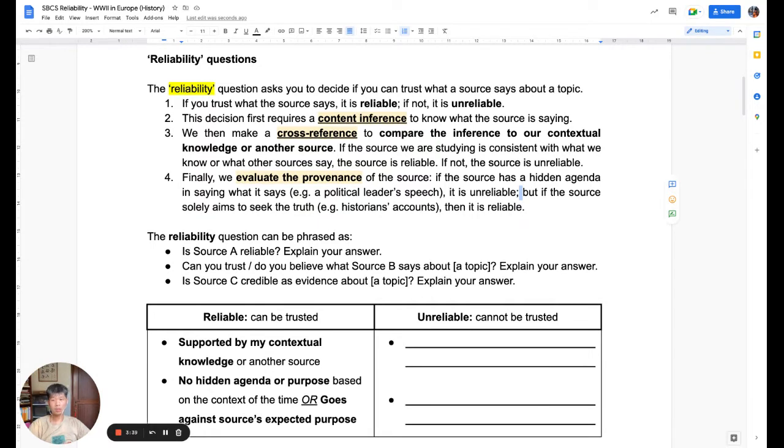So in the context of historical sources, some quick and dirty rules of thumb. When you look at political leader speeches, you tend to be a bit more wary because political leaders, politicians, tend to have certain agendas to advance their own objectives, and therefore they will say things in order to make people do what the politicians want. And therefore, you might not really take what they say at face value. Conversely, historians have very little agenda to advance their own objectives, but they just want to seek the truth, so you tend to believe them.